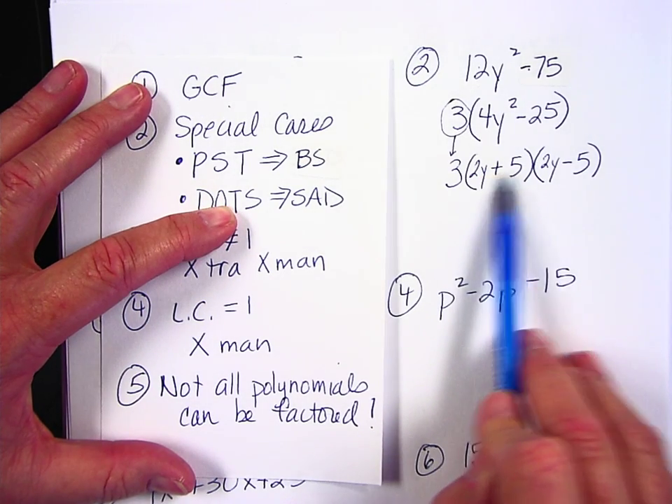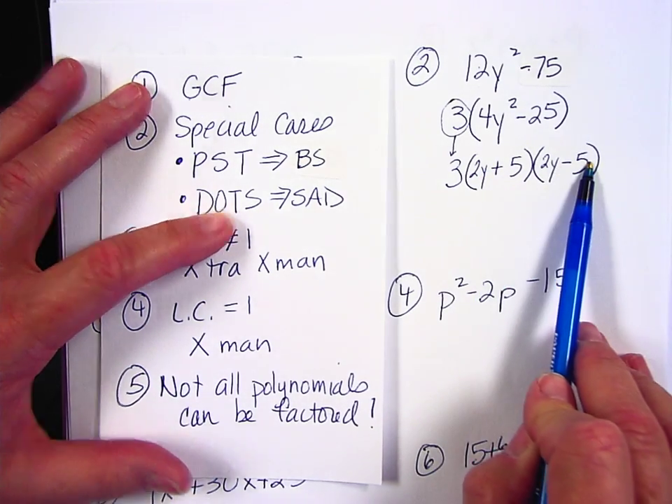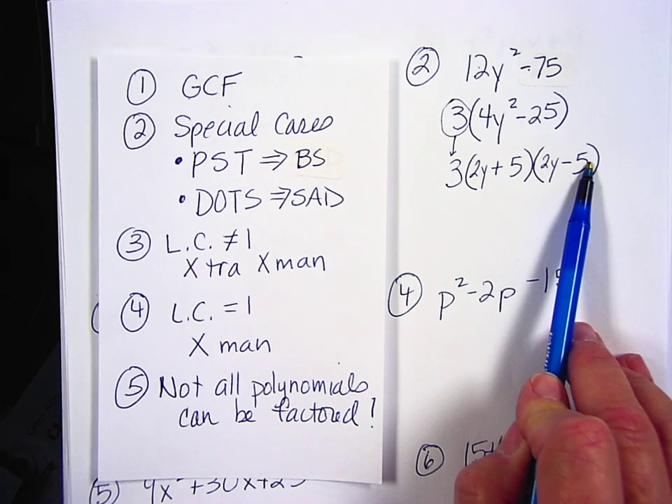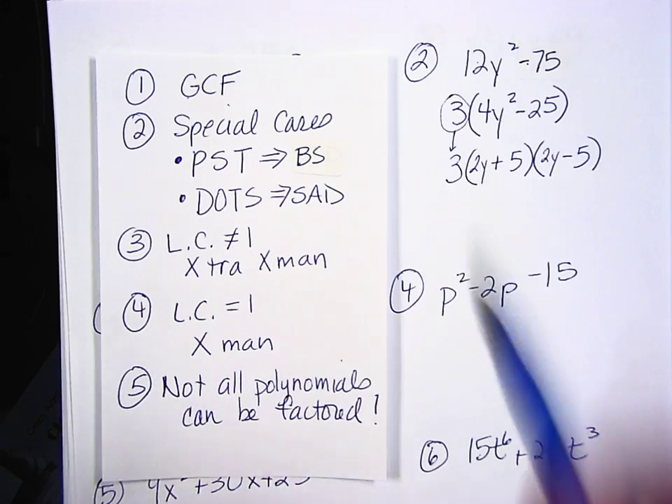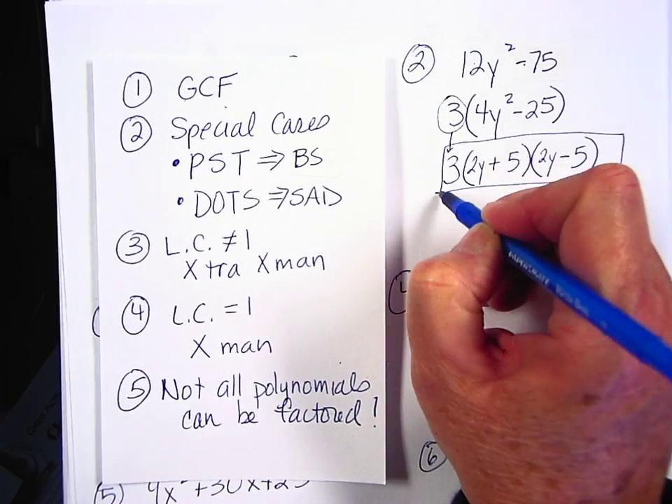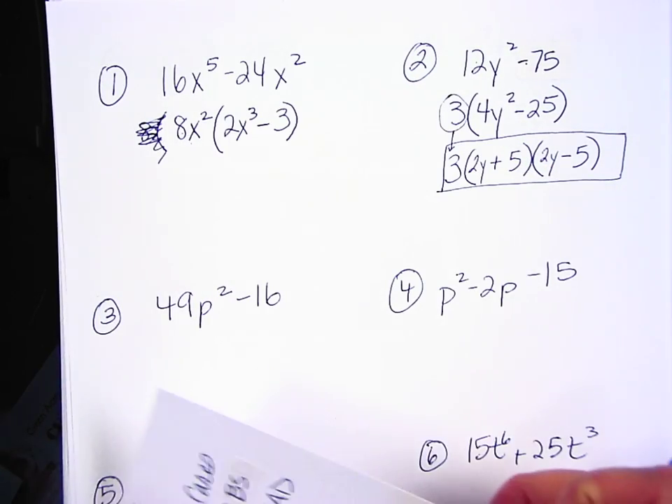Because these are binomials, the only way I can factor a binomial is if it's a GCF or it has the difference of 2 squares. Well, I did both of those already. We're done. This is your answer. Okay, number 3.